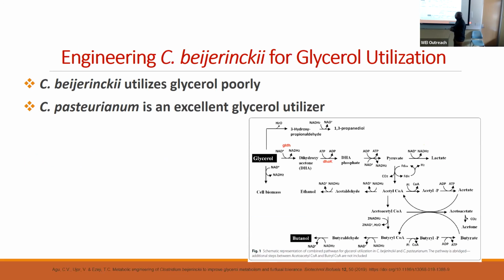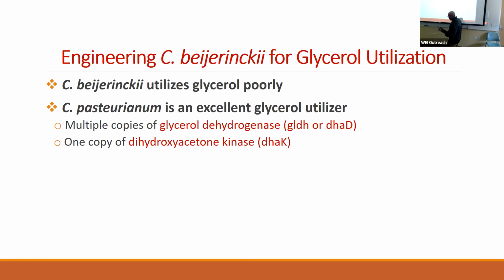So to do that, we looked at another organism, which is similar to the one we work with, a Clostridium species as well, called Clostridium pasteurianum, which grows on glycerol as a sole carbon source. It very, very well thrives on glycerol. Beijerinckii doesn't do that. How does pasteurianum do that? We don't fully understand, but one thing we saw looking at the genome of this organism is that it has several copies of glycerol dehydrogenase. Sometimes it's called GLDA, sometimes it's called DHDA1. I don't know the exact number right now. However, it had only 1 copy of dihydroxyacetone kinase.